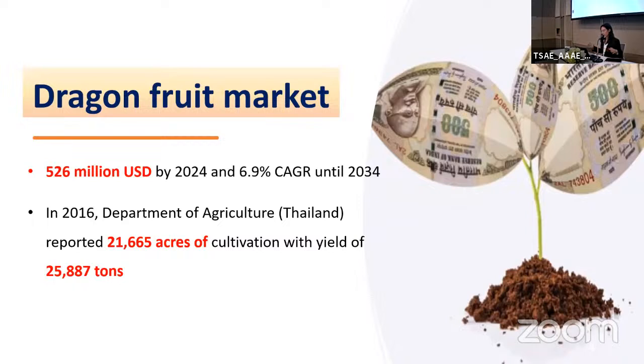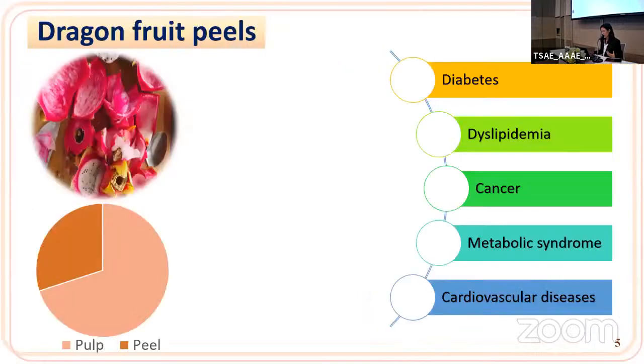And in Thailand, dragon fruit can be cultivated all over the regions. The Department of Agriculture in Thailand reported up to 21,000 acres of cultivation with a yield of up to 25,000 tons. So we can see that the dragon fruit market in Thailand is also really huge. From dragon fruit, we have about 30% peels, which are usually just discarded as waste or made into fertilizer.